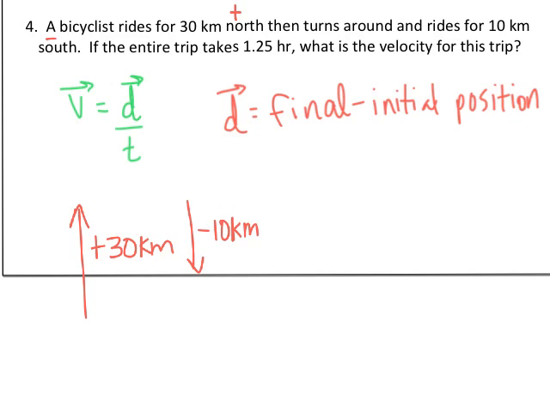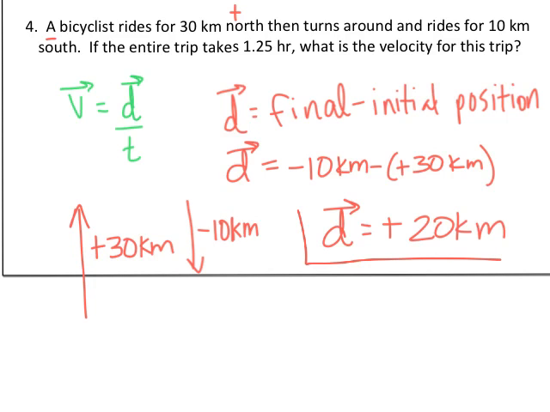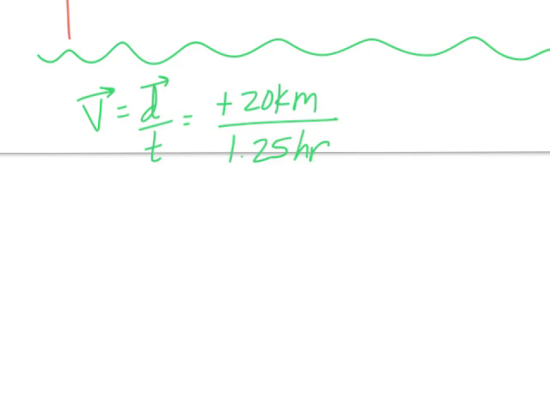You could find the displacement by looking at your vector diagram if you were to draw a picture, or we can also plug in those numbers. Either way, you should get an answer of 20 kilometers north or a positive 20 kilometers. Now that we have a displacement, we can plug this into our velocity formula. Once you plug those numbers in, you should get an answer of 16. But remember, it's a vector quantity, so we want to include that direction of positive 16 kilometers per hour.